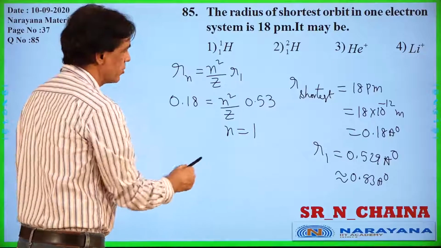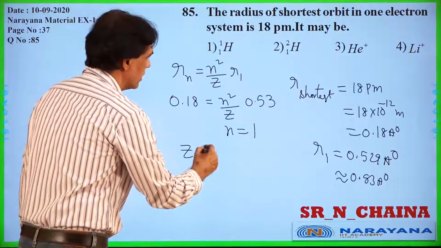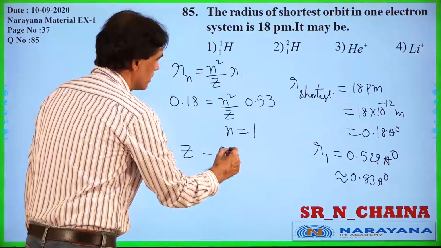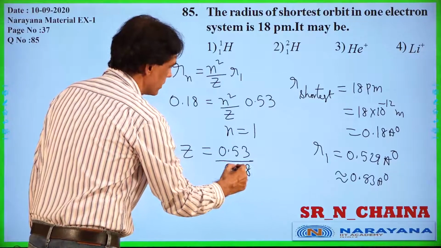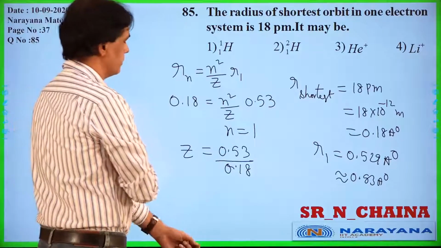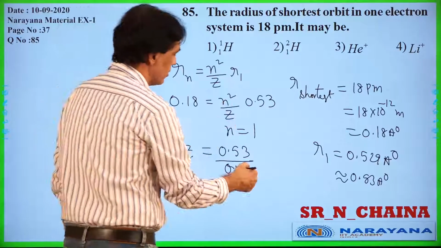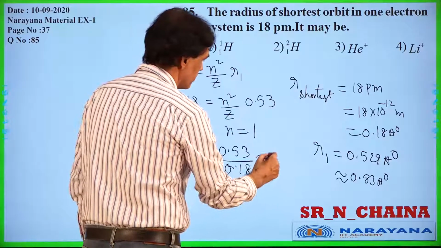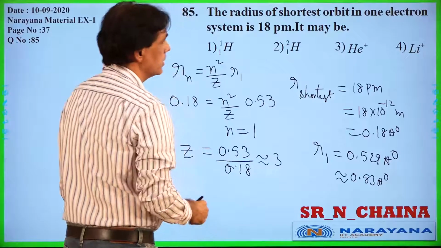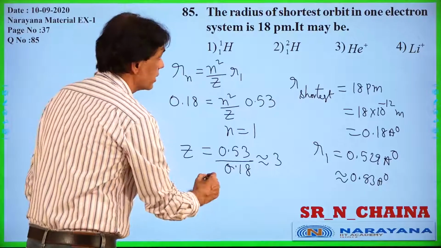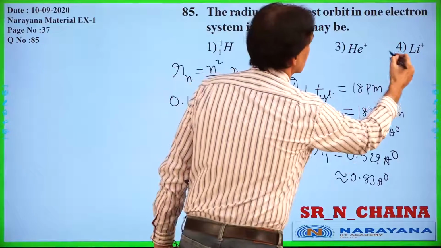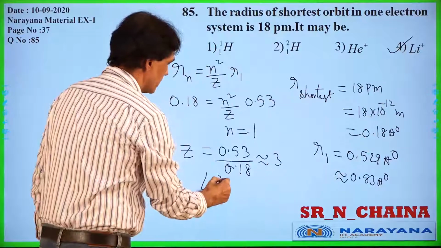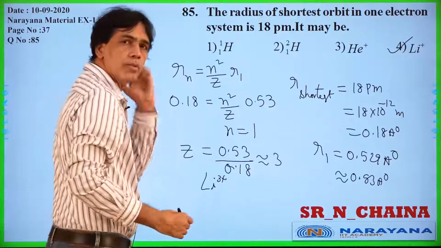Okay, if I take n as 1, then z I will get as 0.53 by 0.18. So it will be nearly 3. Therefore I can write it as 3. So if z is 3, I can write this as Li, lithium 3 plus. So this is it. Hope you understood.